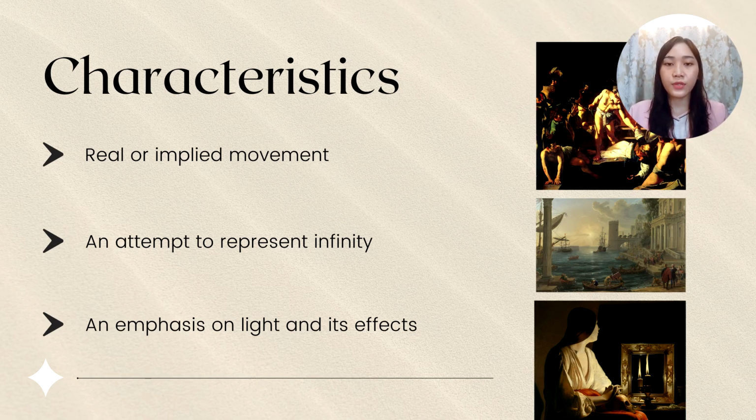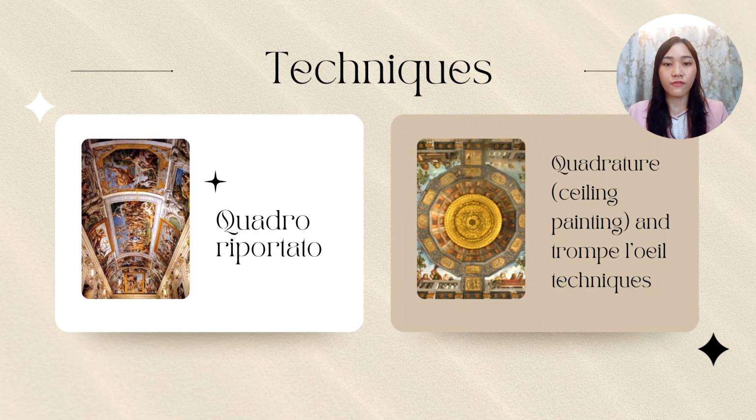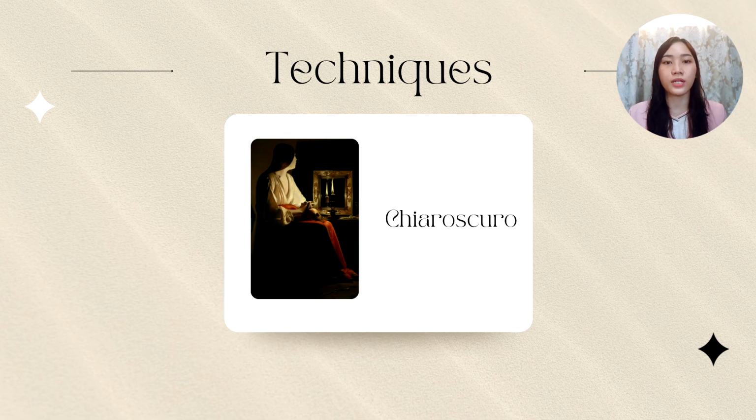A number of techniques were introduced or further developed by Baroque artists to accomplish these effects, including quadro riportato, a fresco that incorporated the illusion of being composed of a series of framed paintings. Second, quadrature or ceiling painting and trompe-l'oeil techniques. This allowed a blurring of the boundaries between painting, sculpture, and architecture that was signature to the movement. Lastly, chiaroscuro, a treatment of light and dark in an artwork, helped to create dramatic tension and was a key component in Baroque artwork.